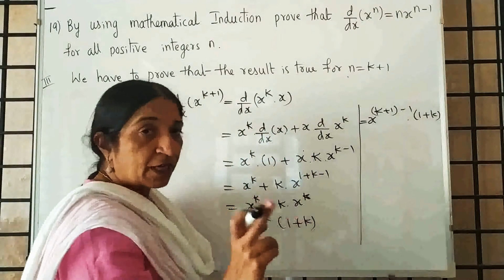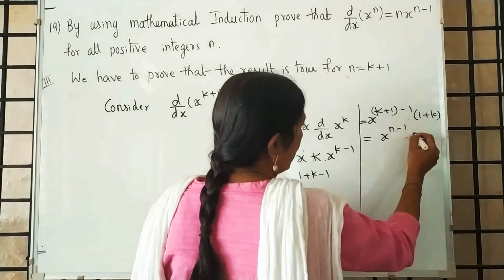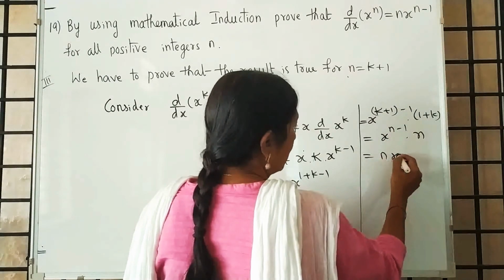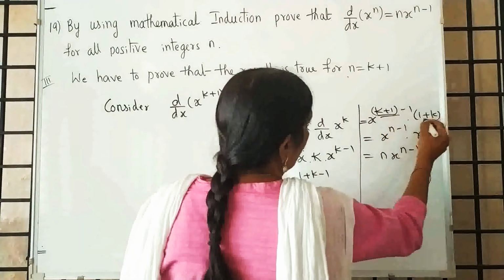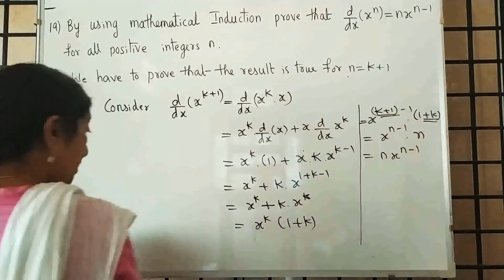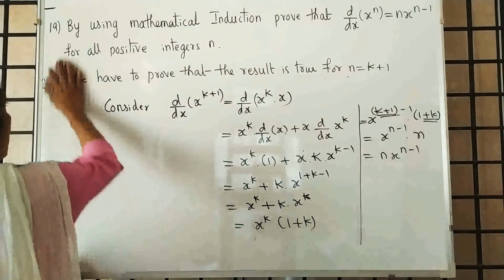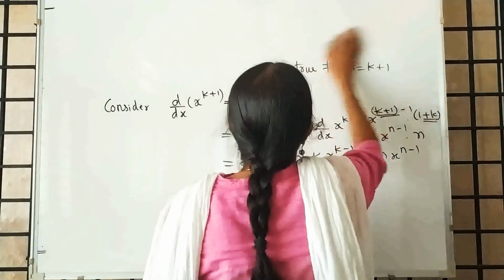Now wherever k plus 1 is there, write n. It is x raised to n minus 1 into n, that is n into x raised to n minus 1. Wherever k plus 1, if you write n, you are getting the same given answer. Therefore, the result is true for n equal to k plus 1. See, if you are thorough in first year mathematical induction, easily you can write this.